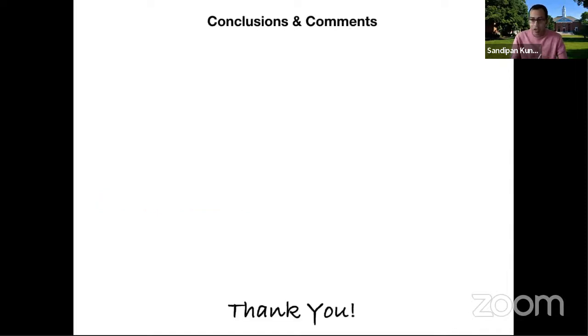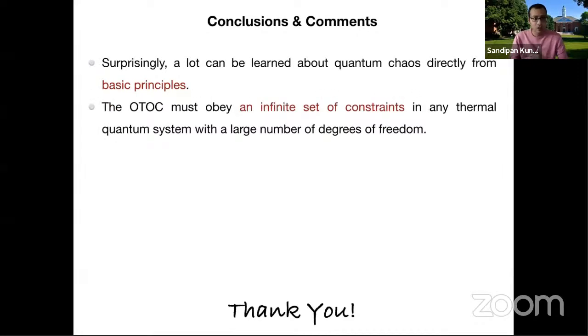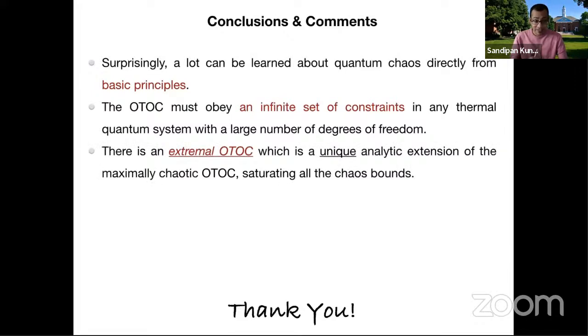Okay, so let me conclude. The main point that I want to emphasize is the following. A lot can be learned about quantum chaos directly from basic principles and symmetries. For example, I showed that the OTOC must obey an infinite set of constraints in any thermal quantum system with a large number of degrees of freedom. There exists an extremal OTOC, which is a unique analytic extension of the maximally chaotic OTOC, saturating all the chaos bounds.